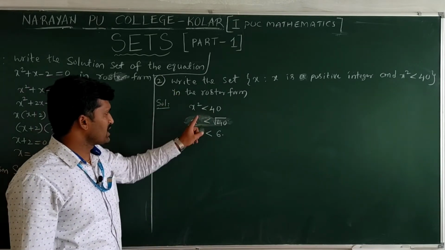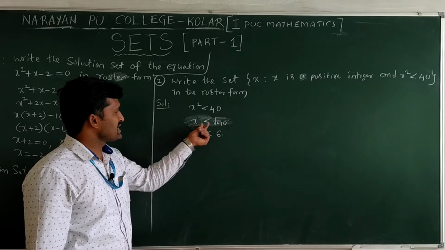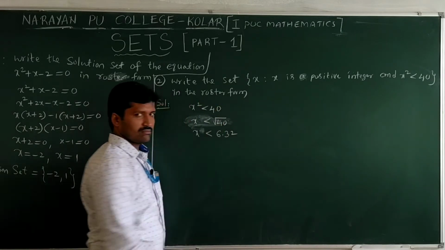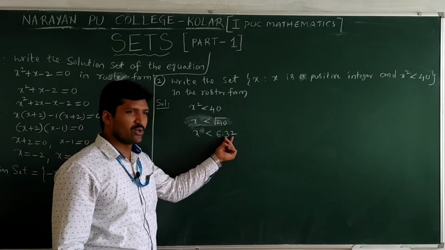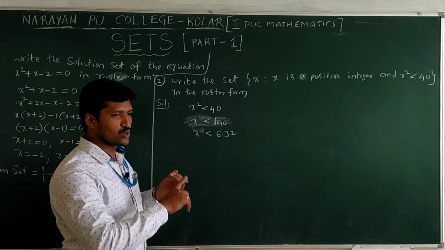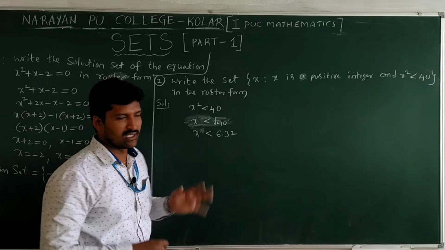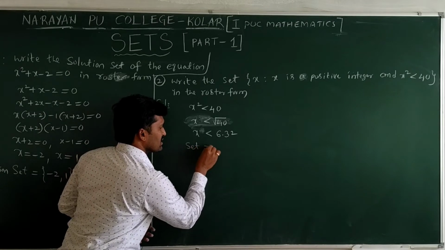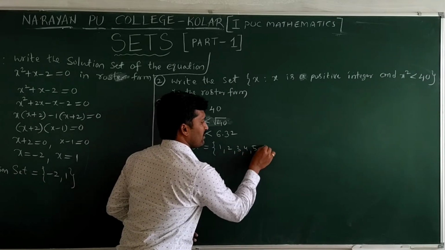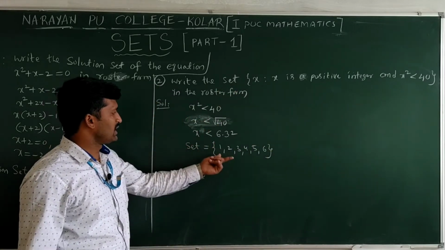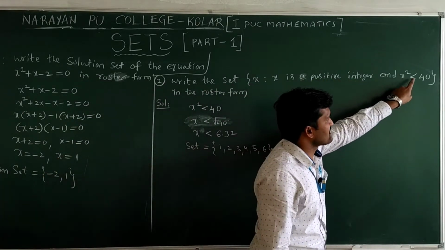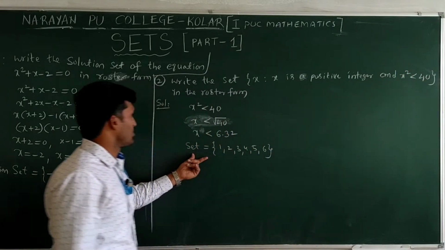Here x square is less than 40, take the square root on both sides: x is less than root 40. What do we get here? x is less than 6.32. 0.32 is not a positive integer, and 6 is also part of that. That's why positive integers means you can take 1, 2, 3, 4, 5 up to 6 only. That's why the set in roster form has the possible elements 1, 2, 3, 4, 5 and 6. These are the possible elements in roster form for the given condition: x is a positive integer and x square is less than 40. This is the solution for this second question.